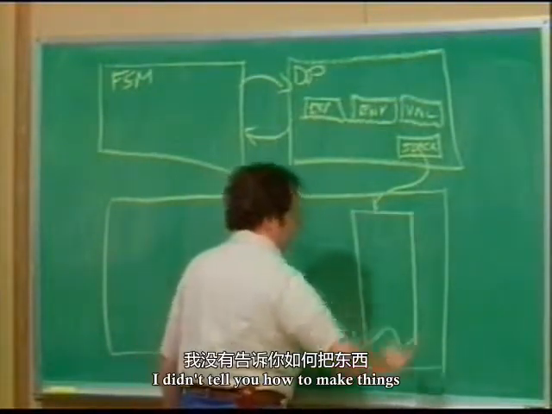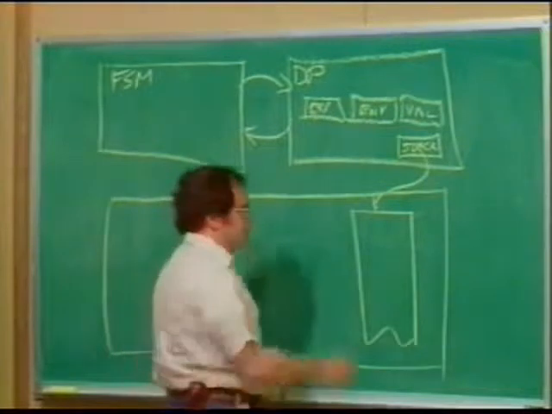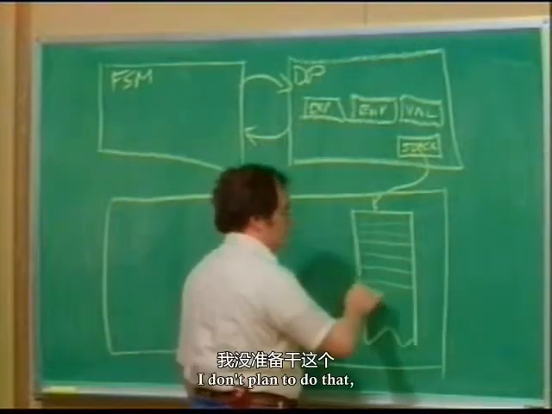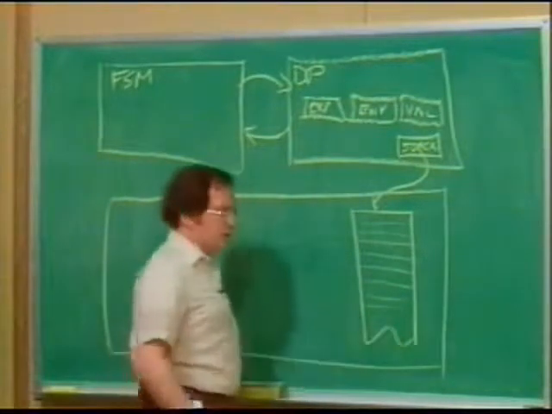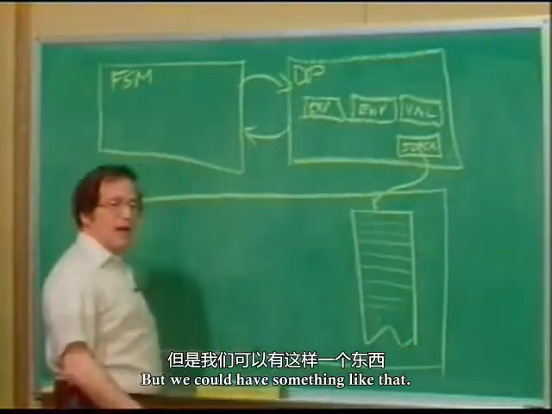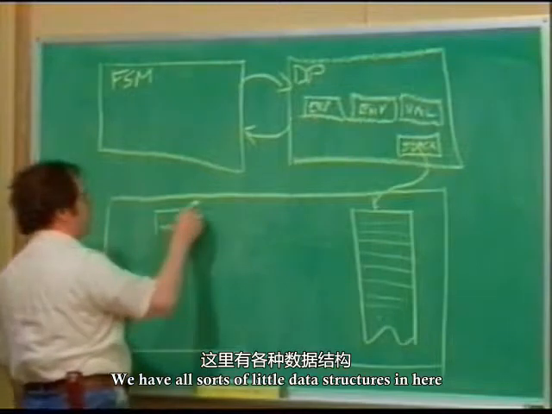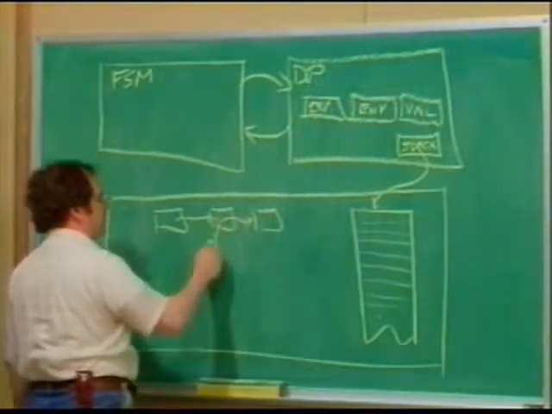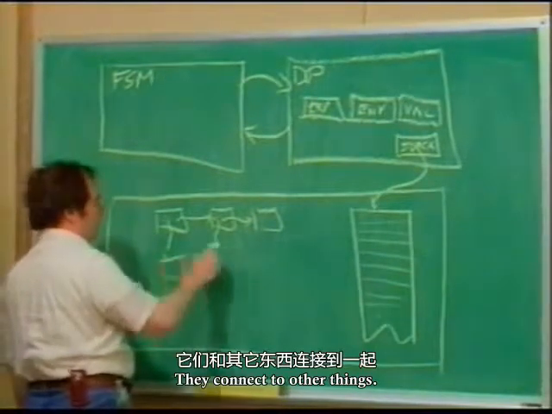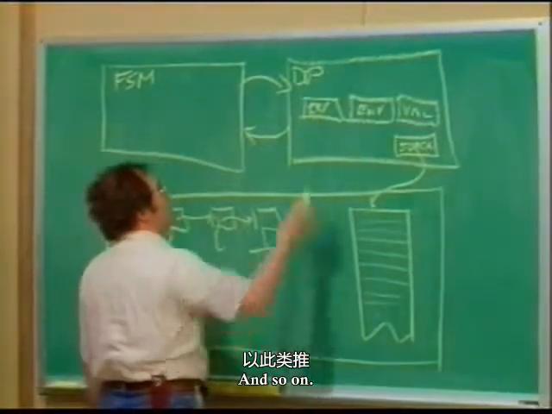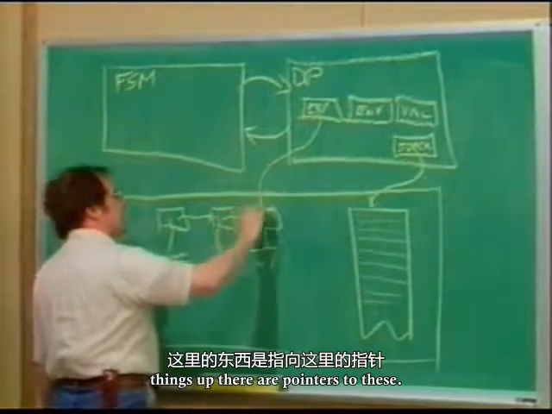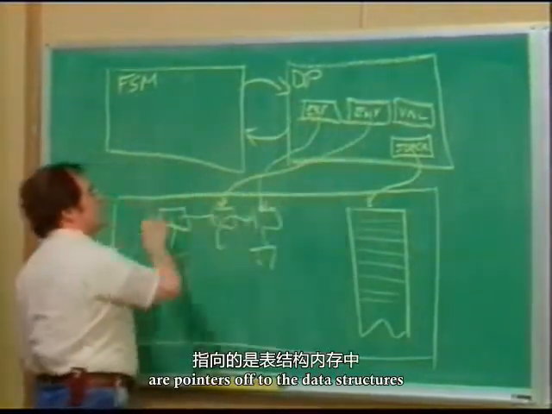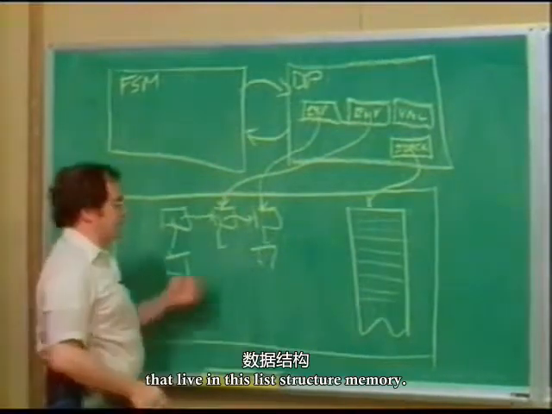I didn't tell you how to make things of arbitrary shape, only pairs, but in fact, with what I told you, you could simulate a stack by a big list. I don't plan to do that. It's not a nice way to do it, but we might have something like that. We have all sorts of little data structures in here, that are hooked together in funny ways, okay? That connect to other things, and so on. And ultimately, things up there are pointers to these. The things that are in the registers are pointers off to the data structures that live in this list structure memory.